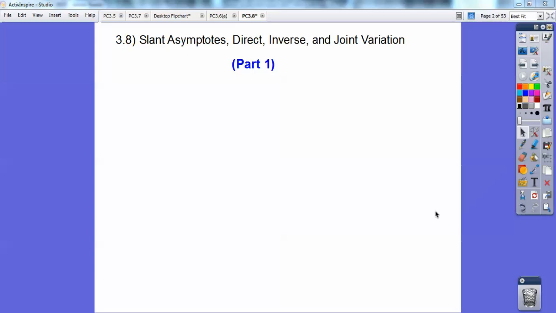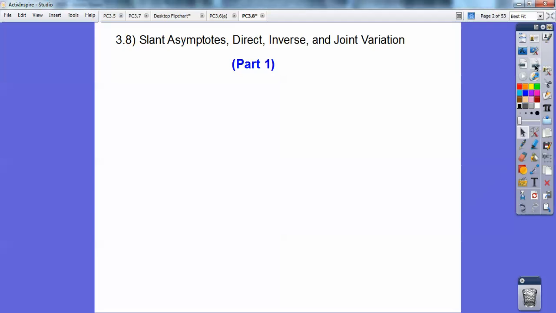I'm going to split this lesson up into two because it just took too long on the first one, so I'm just splitting it up into two. We'll cover the slant asymptotes and some vertical and horizontal asymptotes and general rules. And then in the second part, we'll do the direct, inverse, and joint variation.